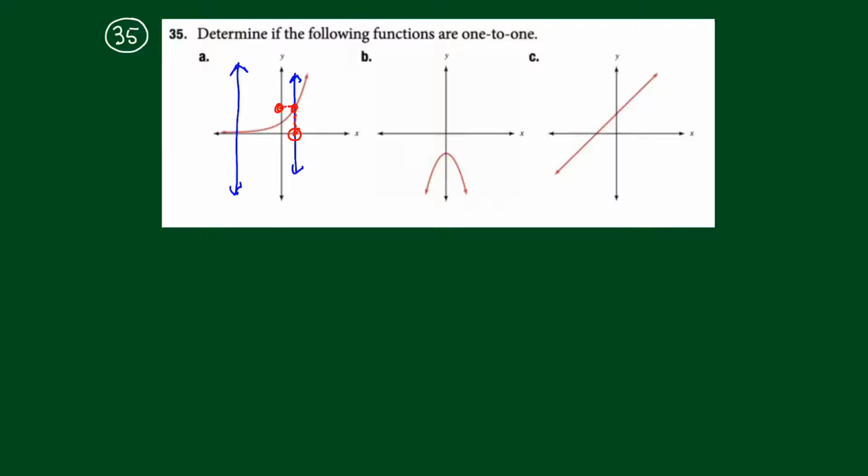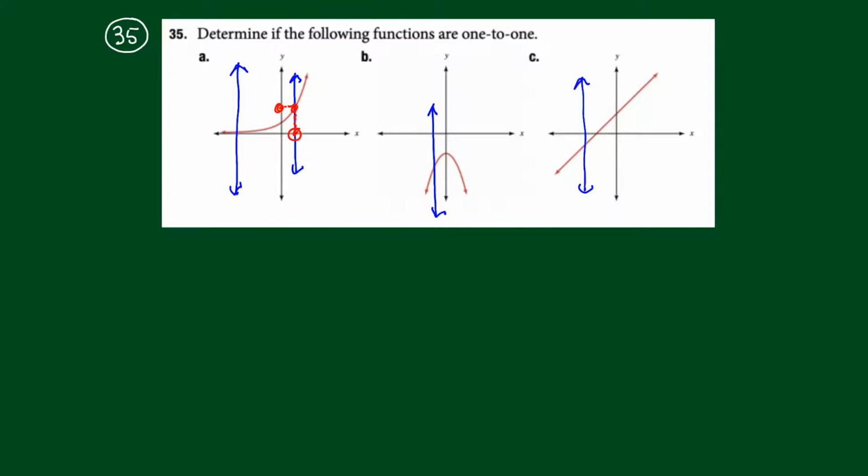What about in part B though? In part B, if I draw this vertical line right here, it's only once, and no matter how I move that line from left to right, it still hits that curve only once. So this function is one-to-one.